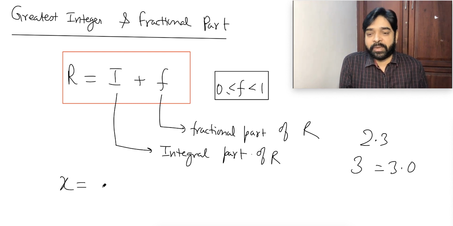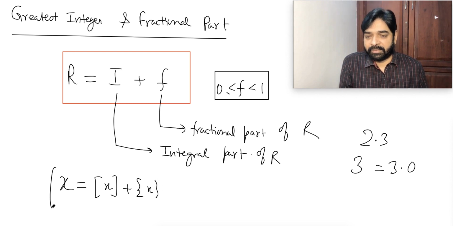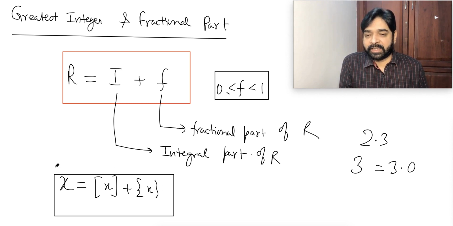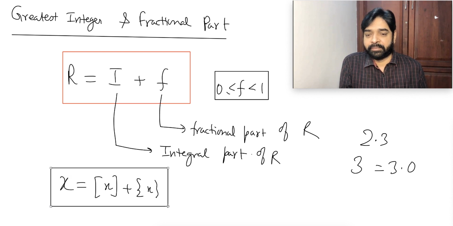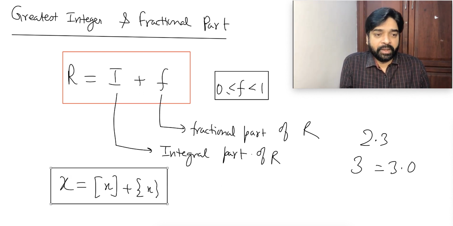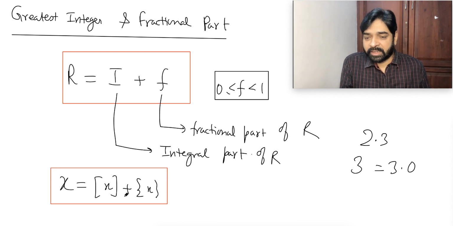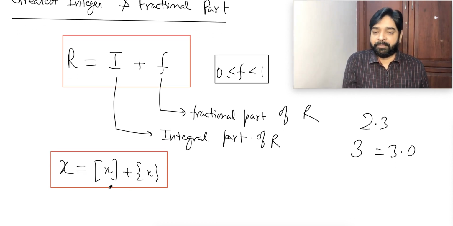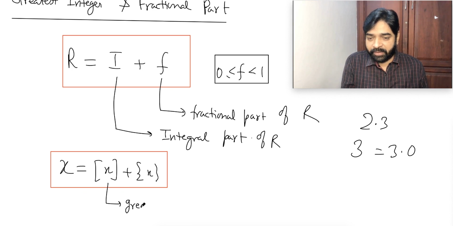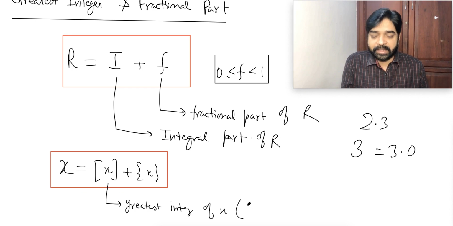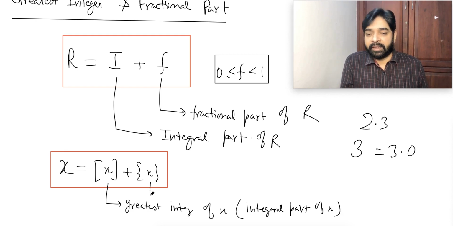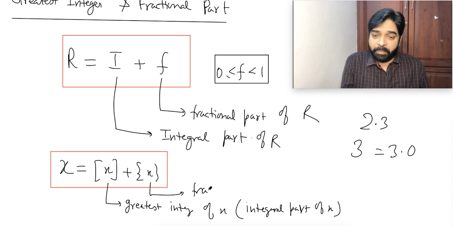Any variable x we write this way. There is a symbol for this. Every variable x can be written like this. This is called the greatest integer of x, or you can say the integral part of x. And this is called the fractional part of x.